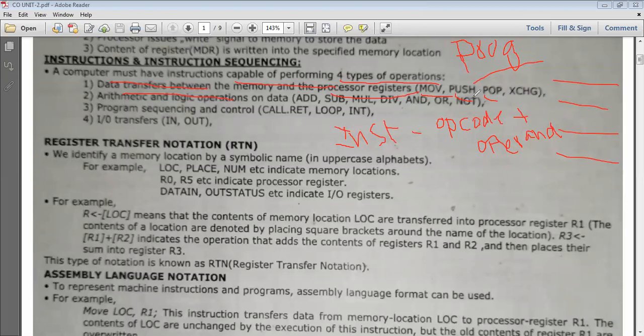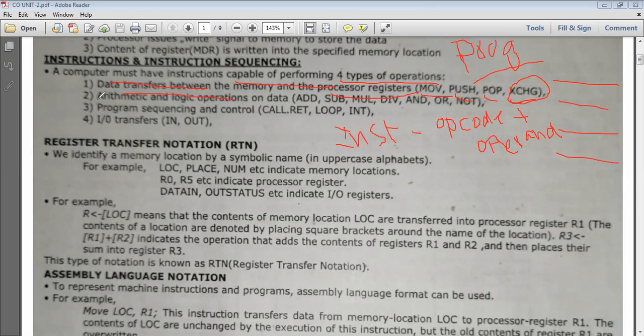That means here also the data transfer is happening in the insertion process and in the deletion process. Exchange means if we want to exchange the data between the registers, then we use the exchange opcode. Totally, these are the examples for data transfer between the memory and the processor registers. This is one of the operations.